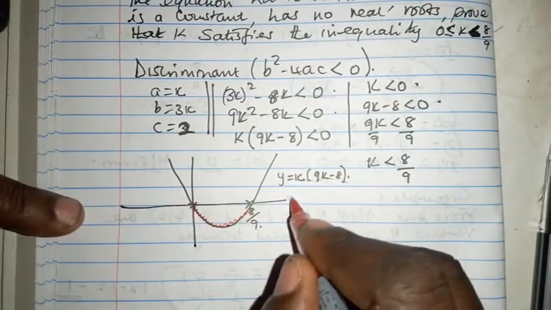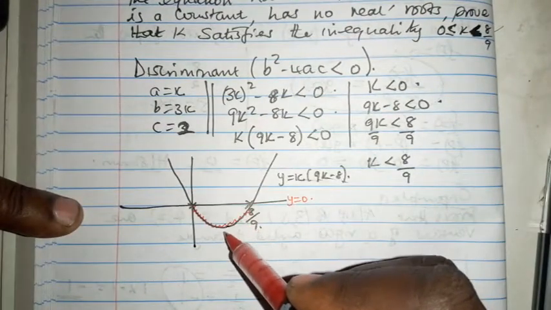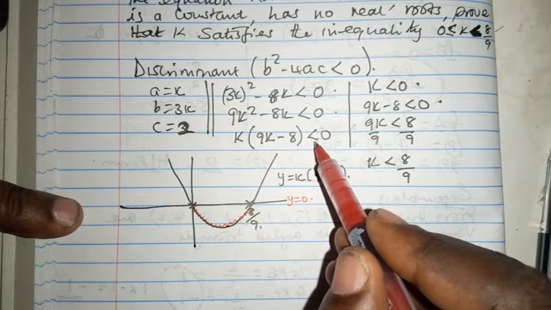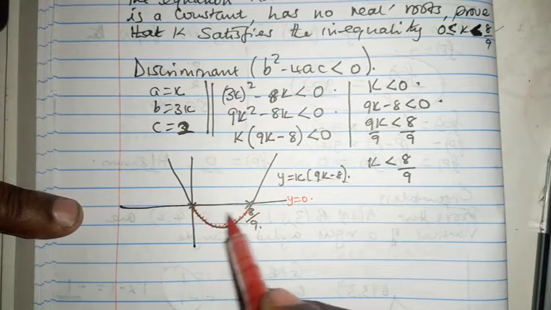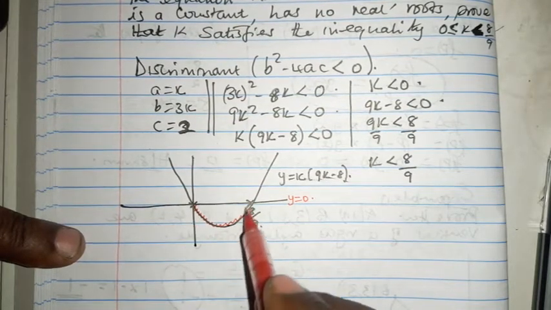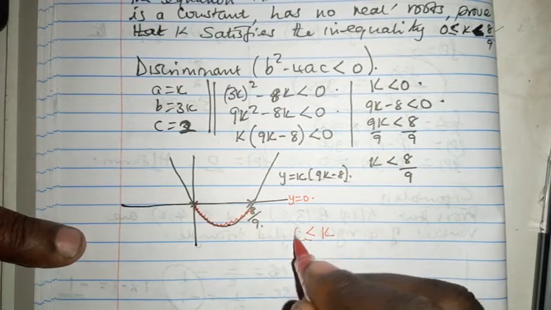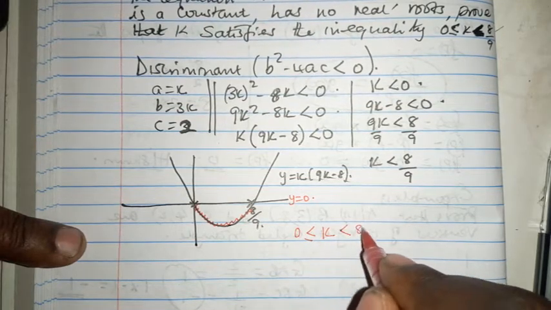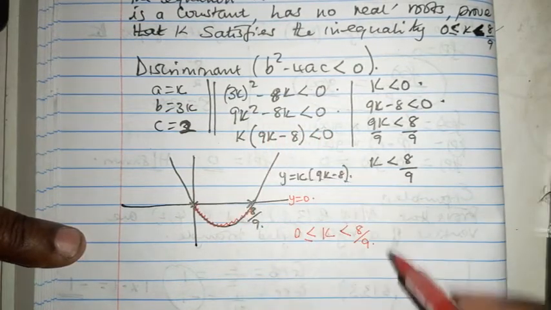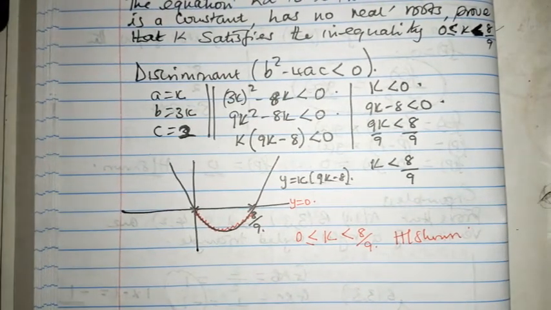Remember, this is the line y equals 0. So every time that we go below that line, then y is less than 0, which satisfies this inequality. And you can see the values of x which satisfy that region. It's a continuous region, and therefore our k happens to be greater than or equal to 0 and less than 8 over 9 for this particular situation to make sense. Hence shown. Hence shown. And that is just like it.